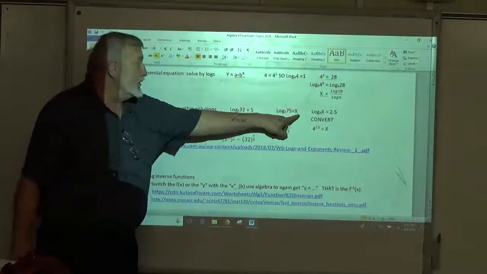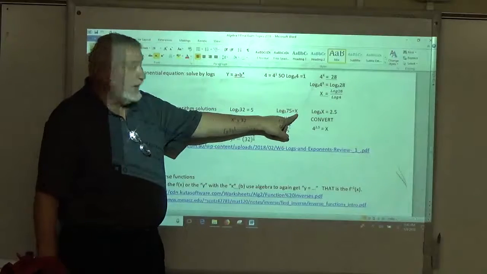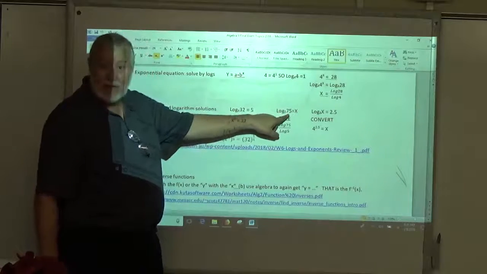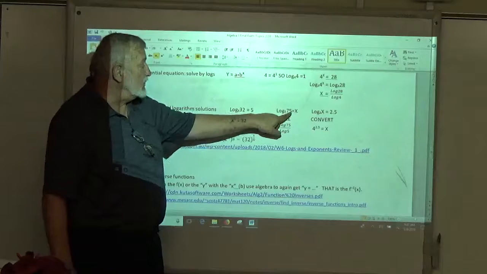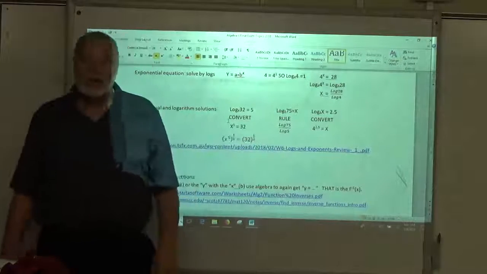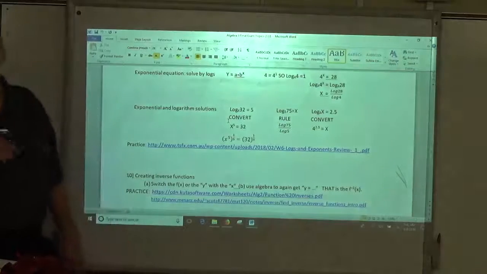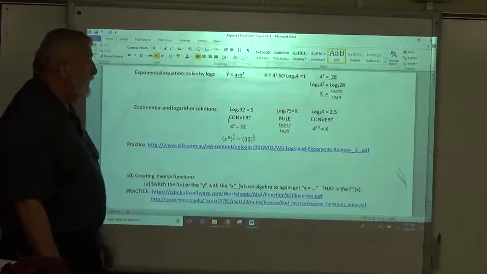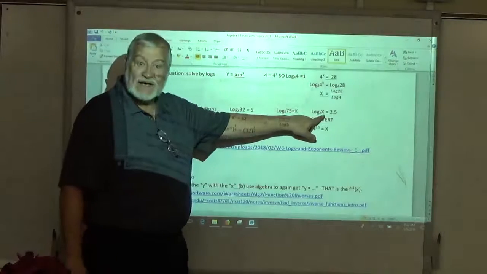Okay? Now here, where's the x? It's the answer. The x is the exponent, so I already can do this. This is the rule. Log 75 divided by log 5. I can use ln 75 divided by ln 5. Okay? Here, where's the x? The x is the number.